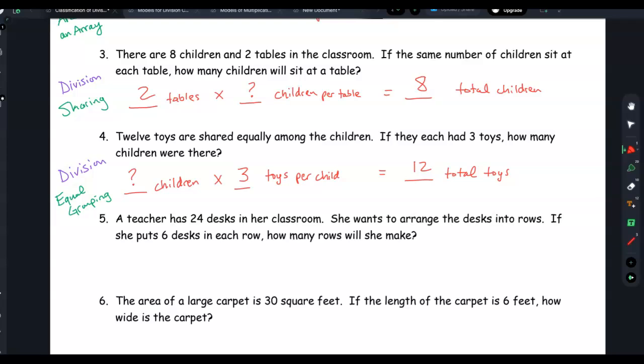Number 5 says a teacher has 24 desks in her classroom. She wants to arrange the desks into rows. If she puts 6 desks in each row, how many rows will she make? So anytime we talk about arranging into rows, we know it's going to be an array.